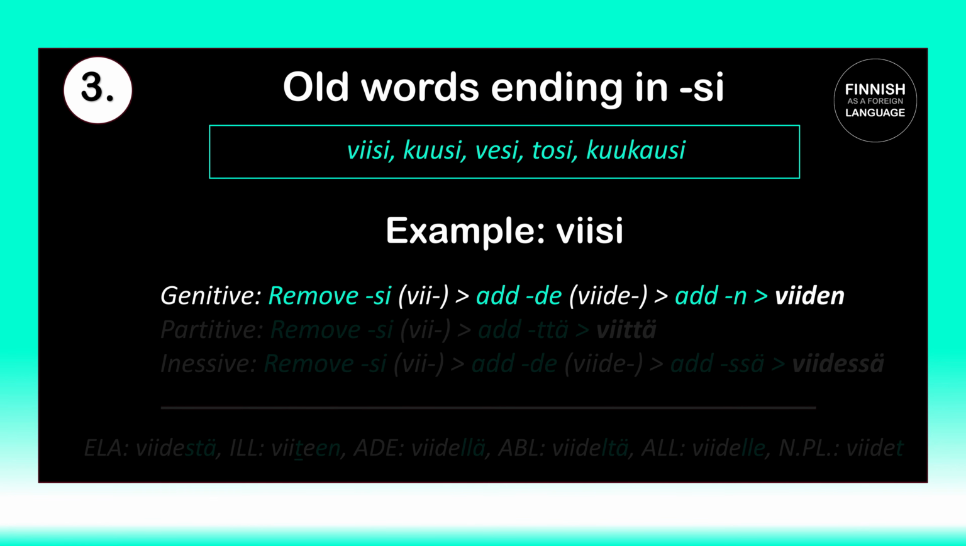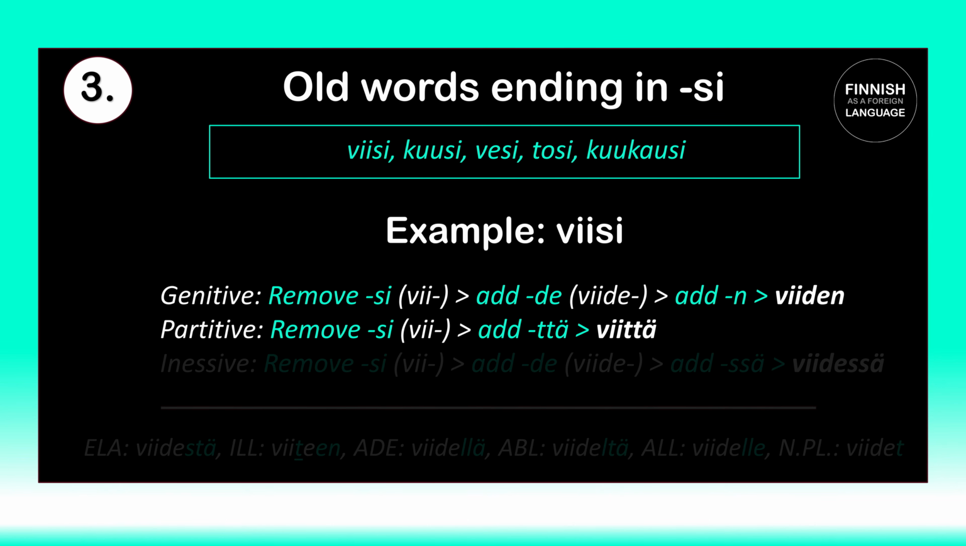So when we want to form the genitive case here, we have to remove si, so that means viisi becomes vi. Then we add de to it, so we add the letters d and e to it, so that means vi plus de is vide. And then we add the genitive marker n to it, and we have vide plus n is viden. Viden. This is the genitive case of viisi.